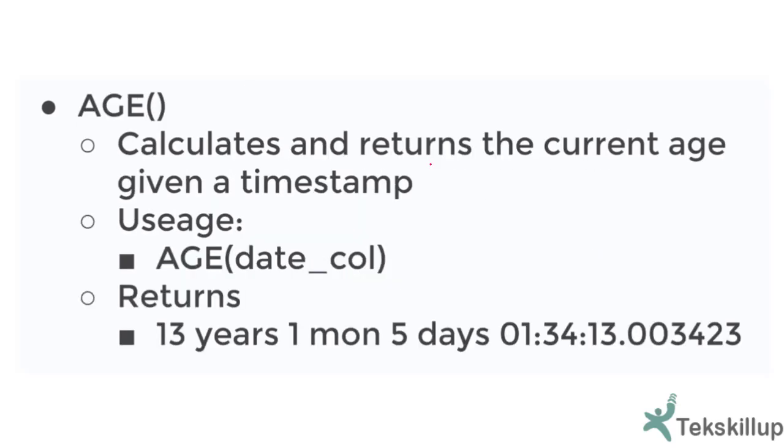Now if you are to use the age function, the age function lets you calculate and returns the current age given a timestamp, right? And this is going to be the usage where you apply the age function, then you input the column that contains the timestamp here, right? Then, for example, this is going to be the result, maybe 13 years, 1 month, 5 days, and then the time here.